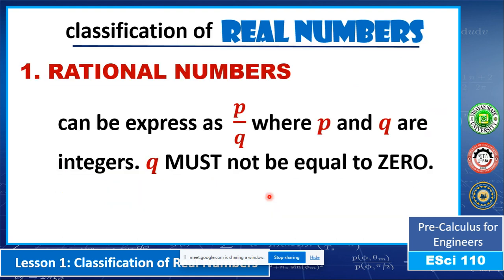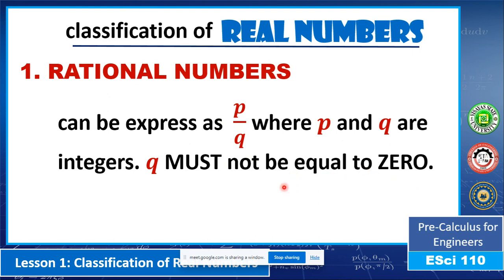Now let's proceed to the types of real numbers. We have first the rational numbers. Rational numbers are numbers that can be expressed as a ratio of two integers, p and q. The p is in the numerator, and q is the denominator. Another restriction: take note that q must not be equal to 0.